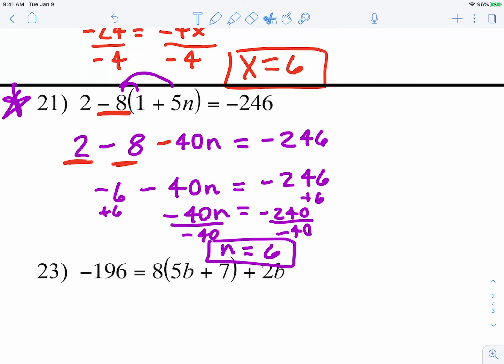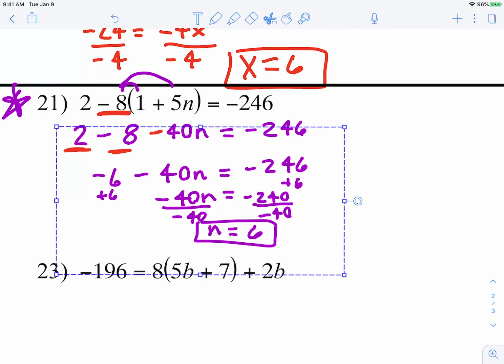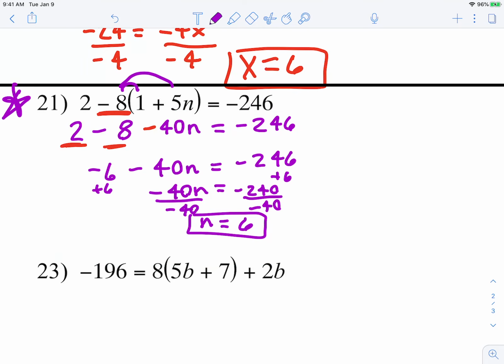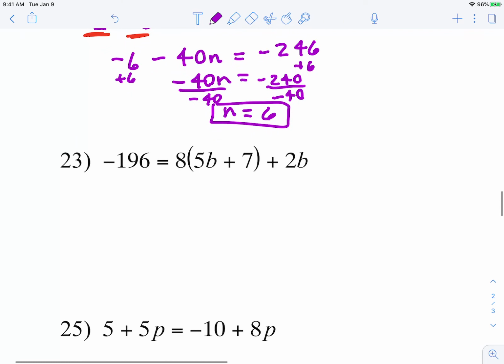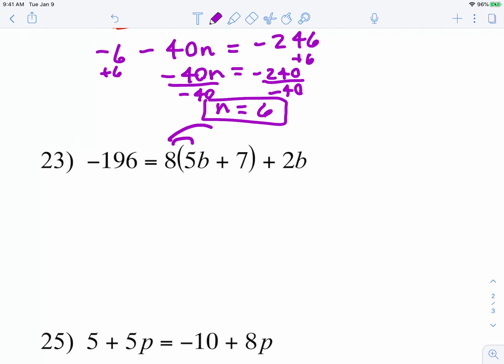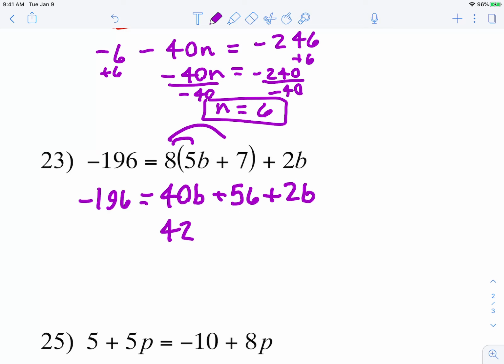So a little bit of a trickier problem. Condense that a little. And that's going to be it though. Okay, sometimes the distributing can be over here on the other side, but pretty much the same thing here. This will be, there's that 40b. And use a calculator, guys, if you need. 8 times 7 was 56, and then plus the 2b, and equals negative 196. We'll combine them up here, 42b, and then plus 56, negative 196.